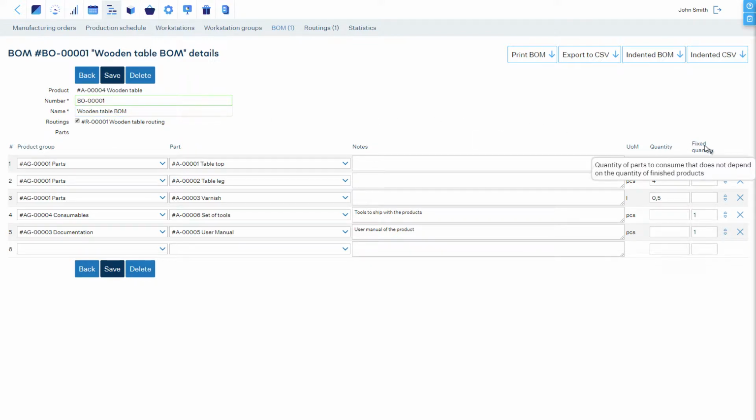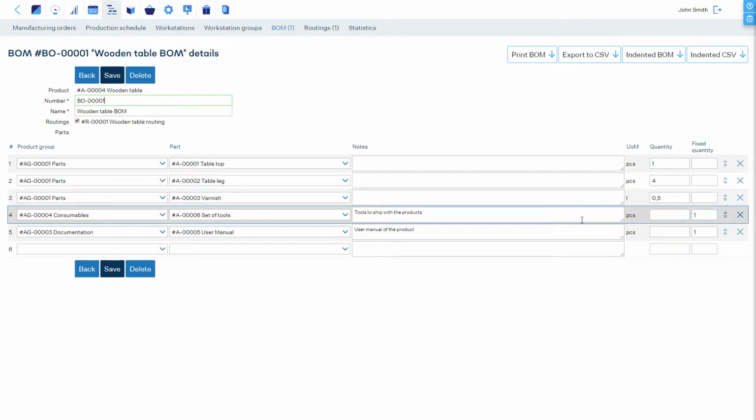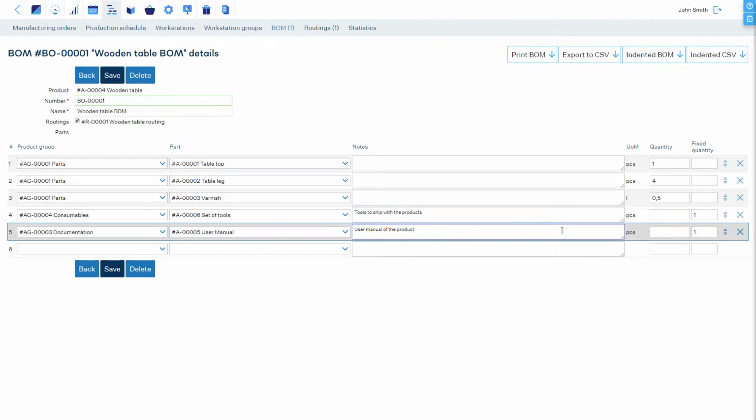the order quantity. Common examples when this is useful are when there are fixed quantities of supplies, like gloves or other perishable tools used up per manufacturing run, or when, for example, just one user manual or set of tools is packed for the customer, irrelevant if the customer orders 1 or 10 units.